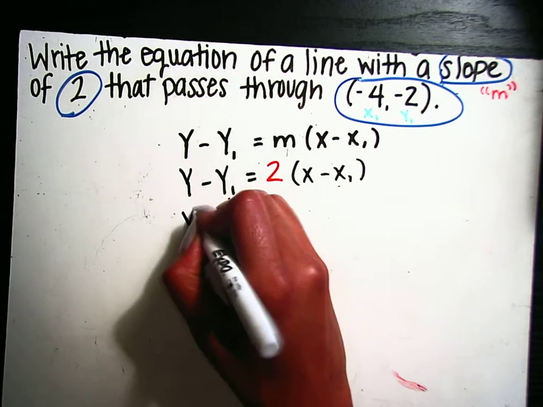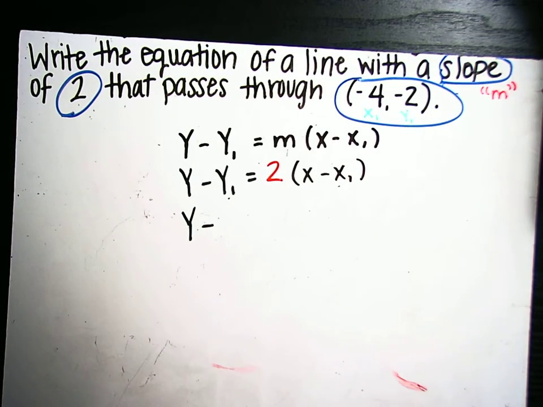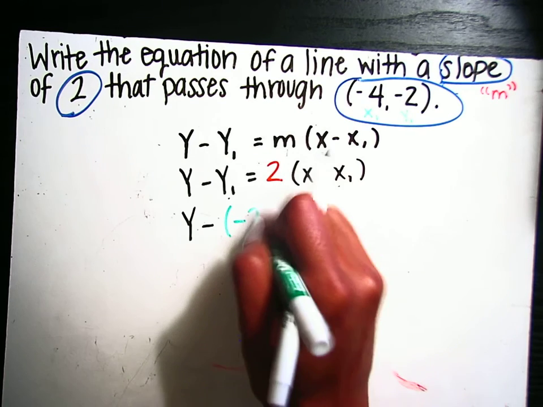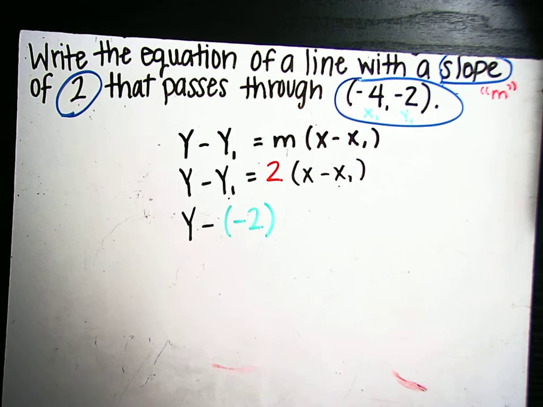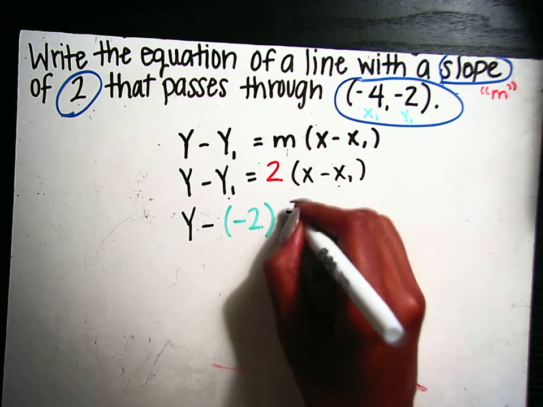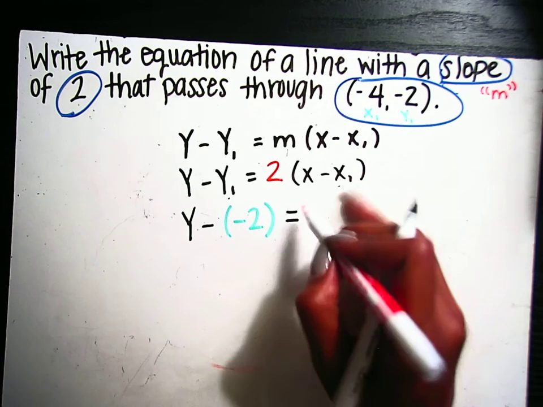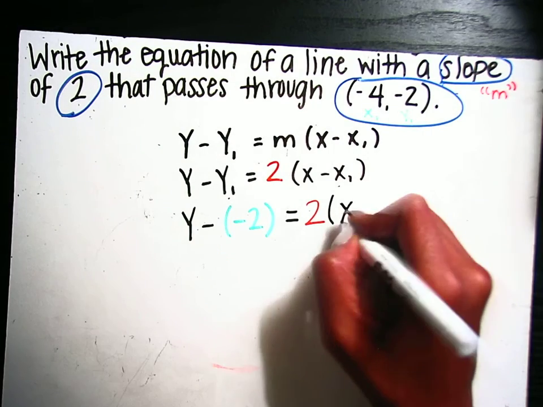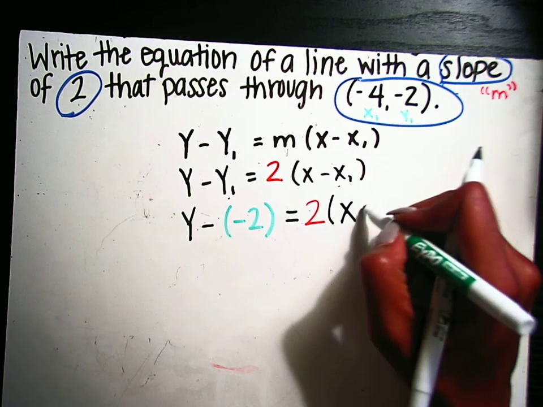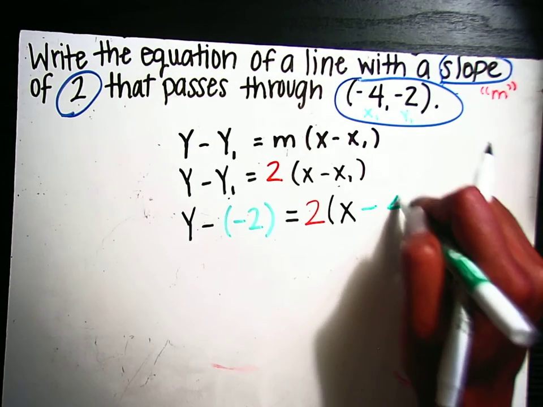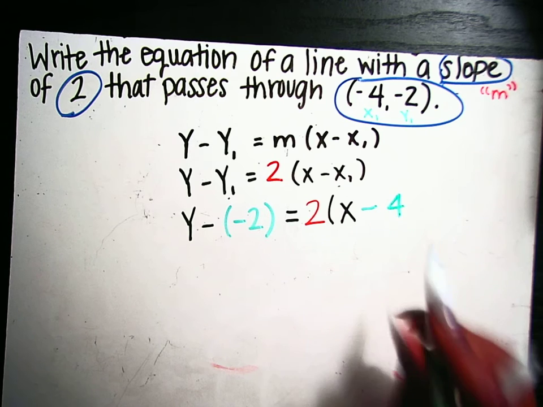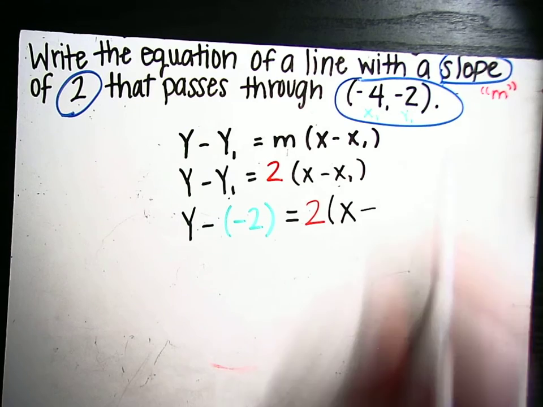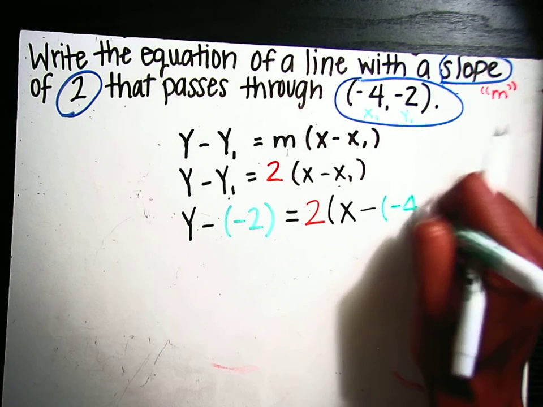So now when I write it, it's going to be y minus y1, which is -2, is equal to, our 2 stays there. But now we're going to have x minus -4. I forgot my sign, sorry. So x minus -4.